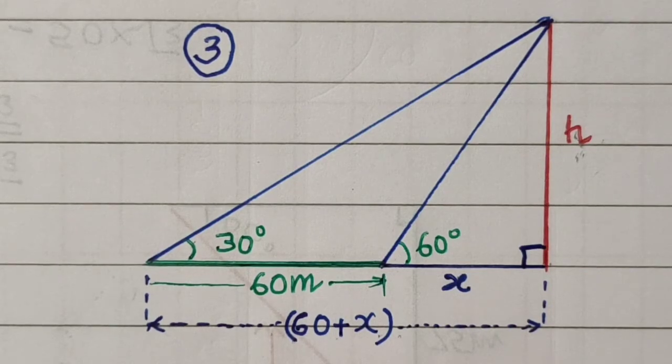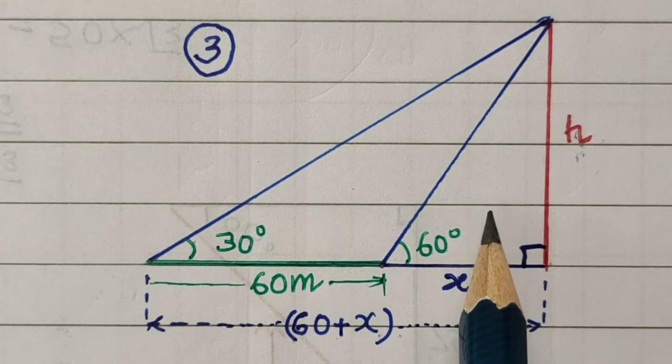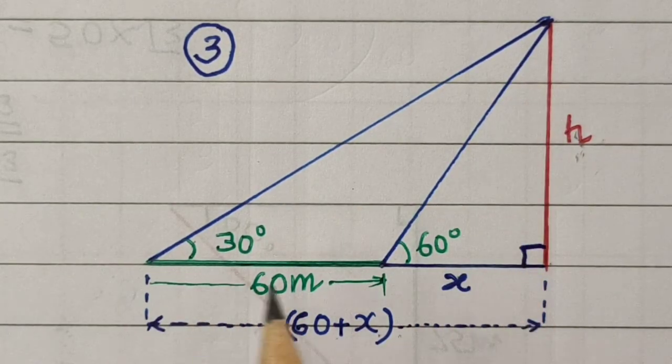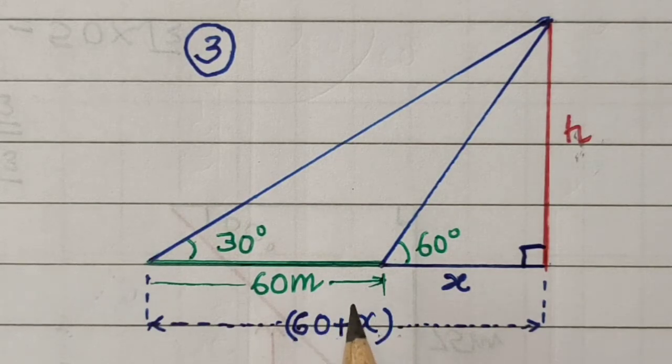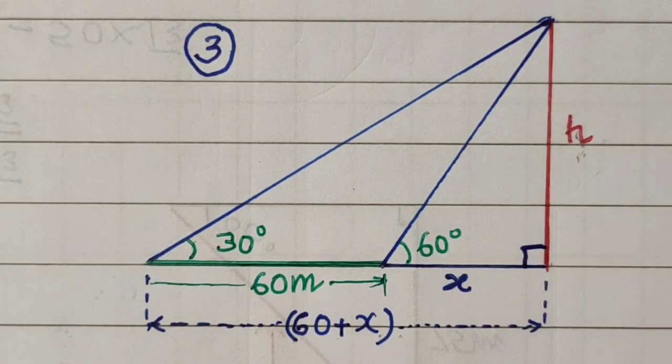So we have two equations now. One here, x is equal to h by root 3. In this triangle we have x is equal to root 3 h minus 60. So we can equate both the x's. After equating, you can find out easily the height of the building.